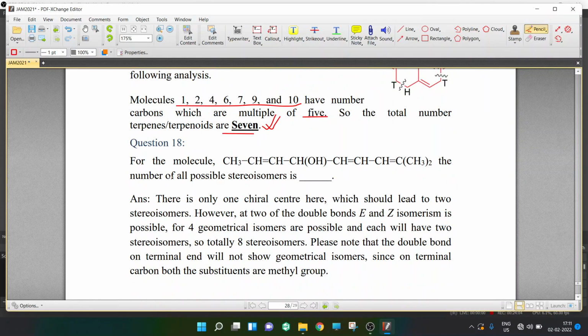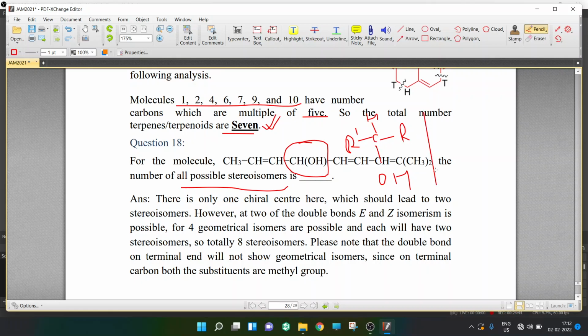Question number 18. In the following molecule, the total number of possible stereoisomers. Whenever we talk about stereoisomers, always look for chiral centers. A chiral center means all 4 substituents are different. So this is the only chiral center, CHOH. There is a carbon which has hydrogen and OH down, right? And then you have one R group this side, and another R group this side. R prime you can say, not R. If it is R again, then it will have planar symmetry, it will not be chiral. So this is the chiral center.